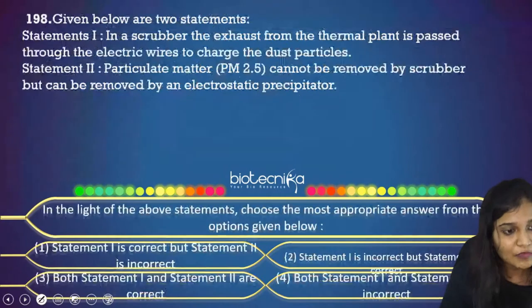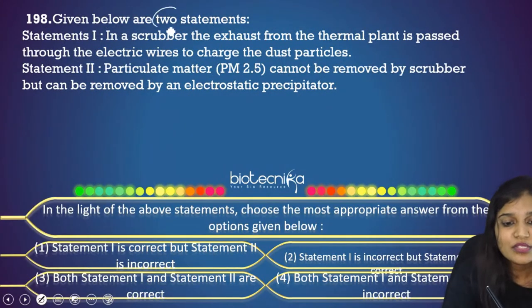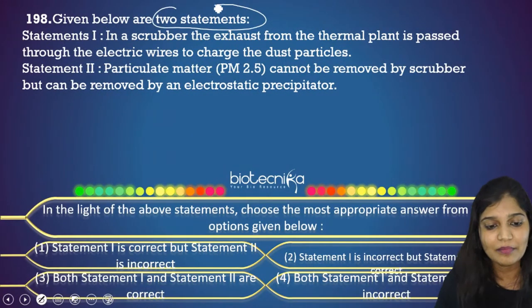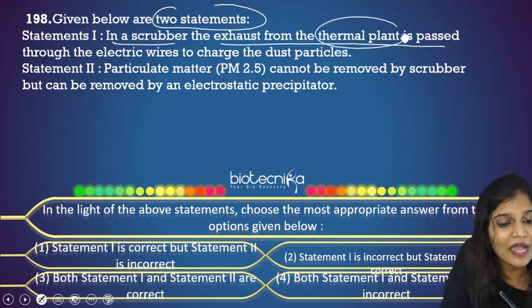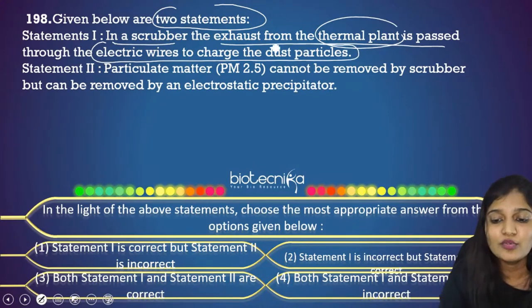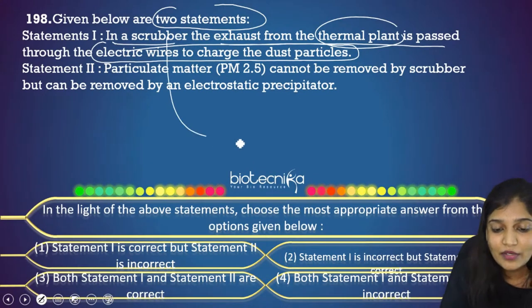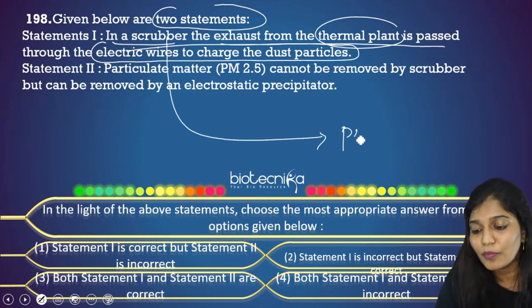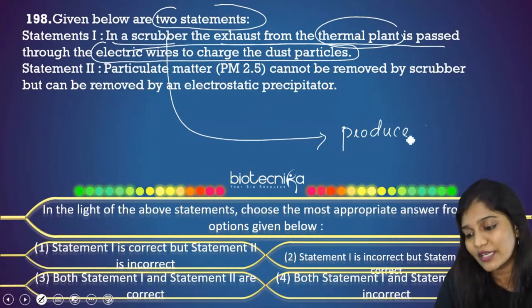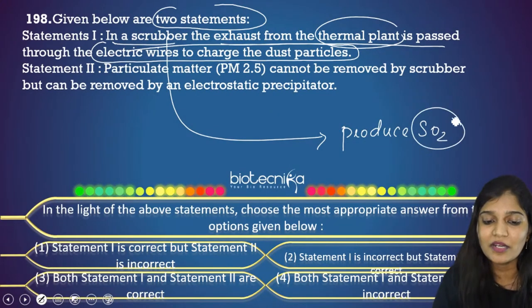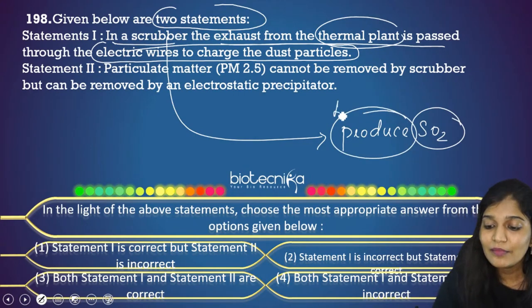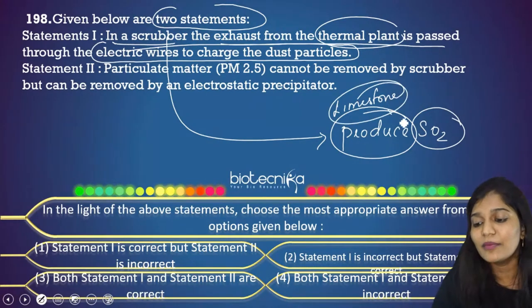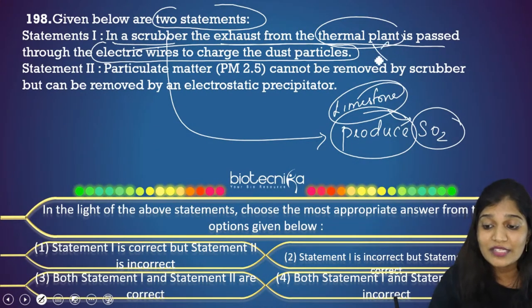Okay, let's move to the next question. Given below are two statements. We have to find out the correct statement. In a scrubber, the exhaust from the thermal plant is passed through electric wires to charge the dust particles. The main role of a scrubber is to produce sulfur dioxide, not to remove dust particles. That is not the role of a scrubber, if you remember. The limestone present inside the scrubber actually removes SO2. So this is a wrong statement.